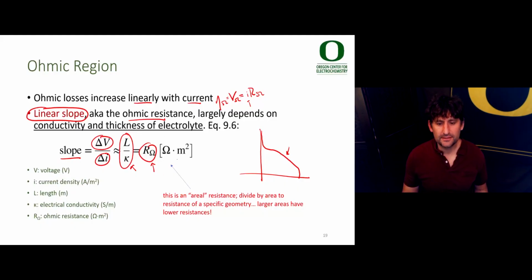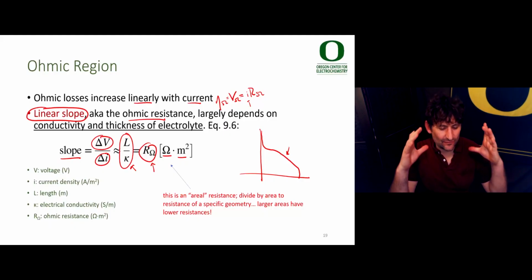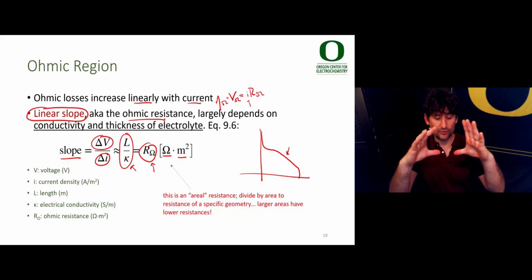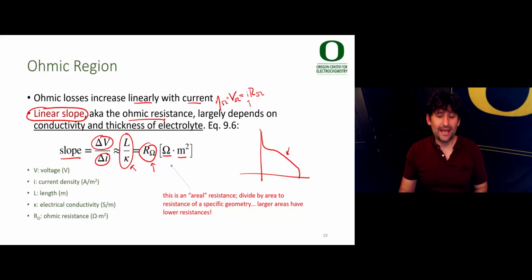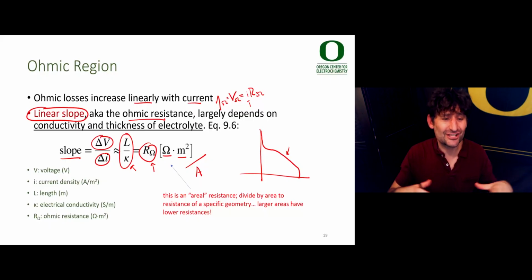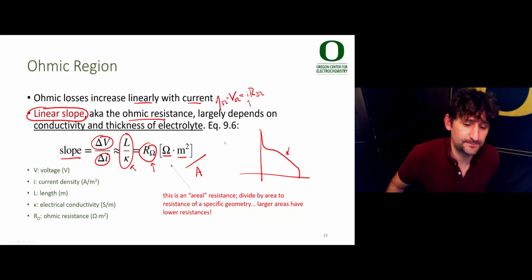This ohmic resistance typically has units here, not of ohms, but of ohms times area. It's an areal resistance. Why is this? Well, the actual resistance is for a specific device of a specific geometry. We need to know the area of our device in order to calculate its actual resistance. So we have this area normalized resistance. To get the actual resistance, I need to divide this by the area, here in meters squared, such that larger areas, of course, have lower resistances because they can more easily pass ionic current, just like a bigger wire has a lower resistance to electrical current.